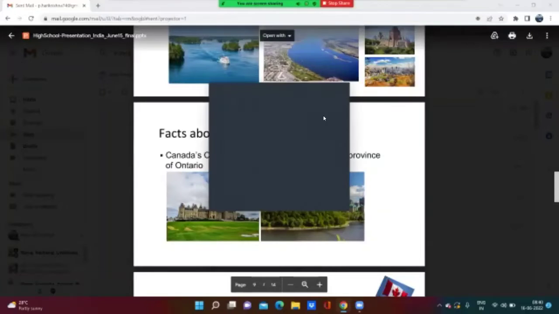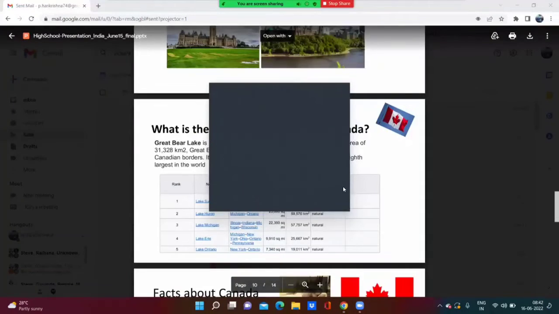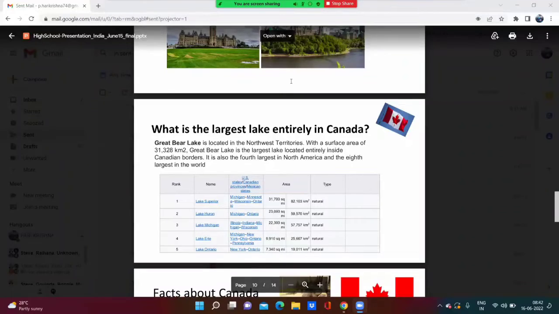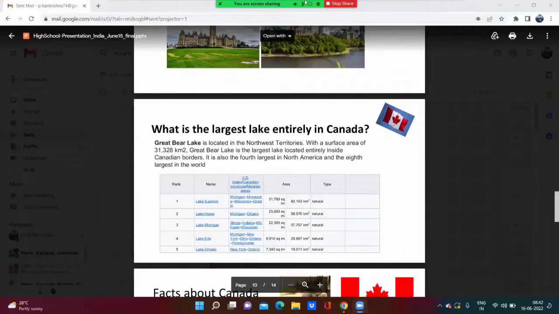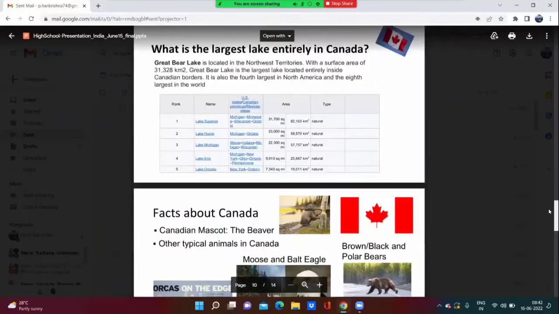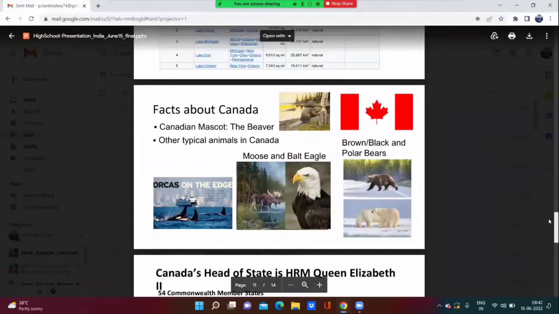Next slide, please. And there are 4 other large lakes, even larger lakes, bordering the United States, and they're listed here. It's Lake Erie and Lake Michigan and the other 2. Next slide, please.